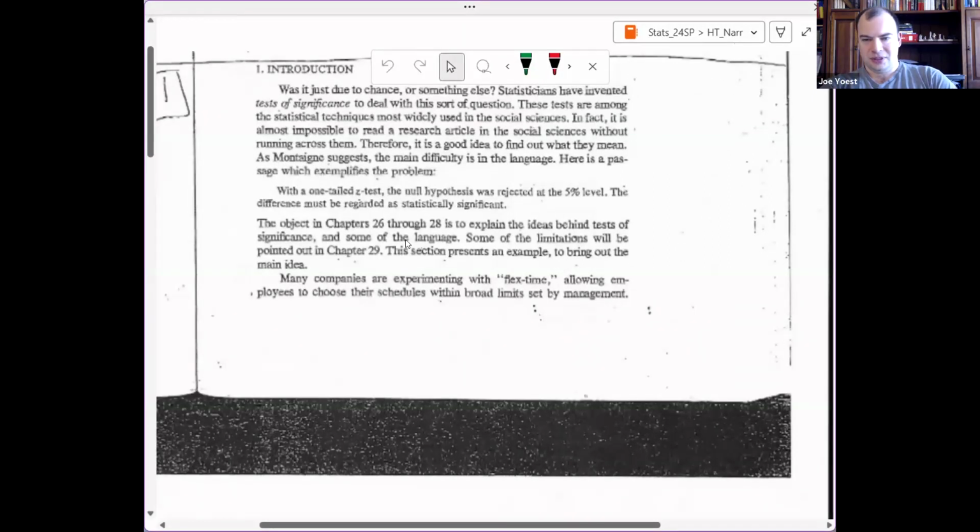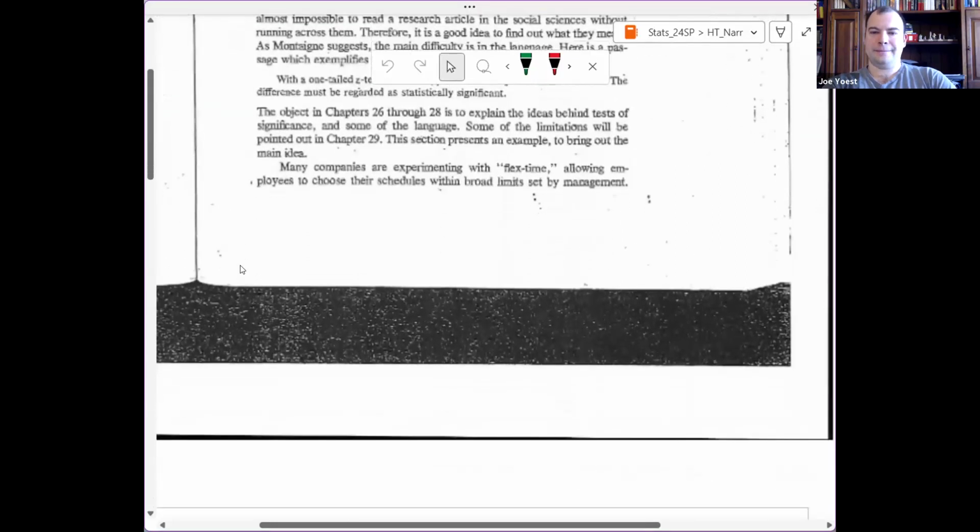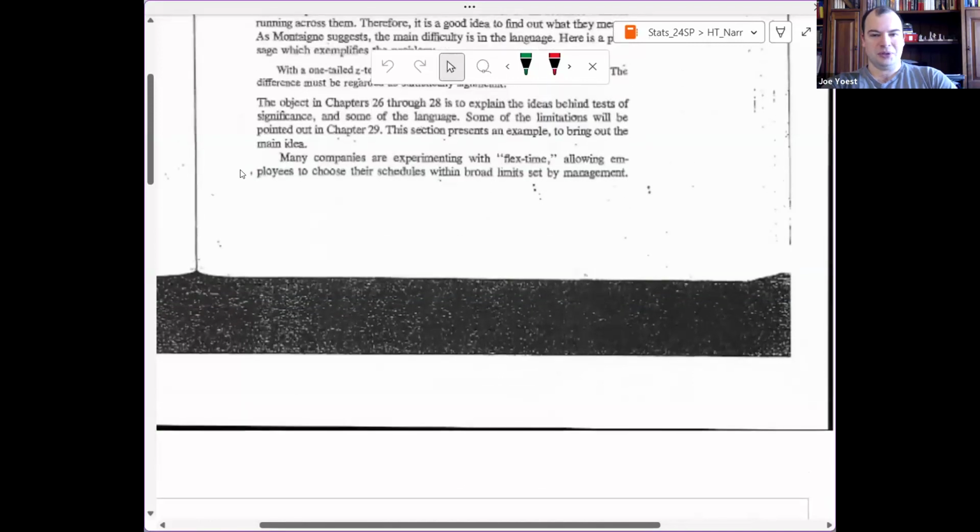And it says that the object in these next couple of chapters is to explain the ideas behind tests of significance and some of the language. Some limitations will be pointed out, and we're going to go through an example here. So the example starts here. Many companies are experimenting with, quote, flex time, allowing employees to choose their schedules within broad limits set by management.